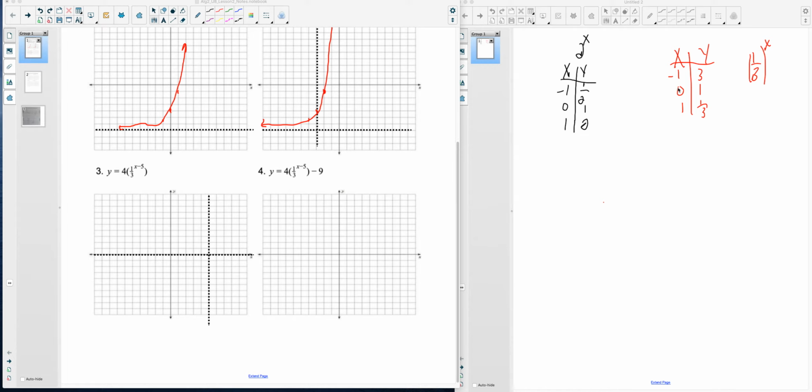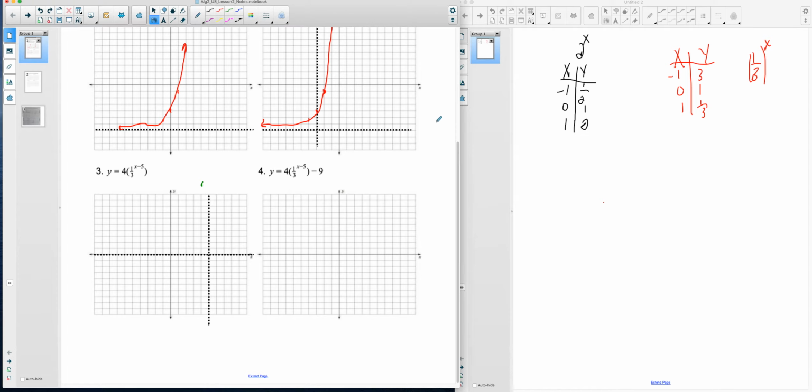So once again, when I look at this, I would normally go to the left one and up 3, but I have this 4 out front. All right, so I'm still going to go to the left one because the 4 does not affect domain, it only affects range. But instead of going up 3, I now have to go up 12. So 1, 2, 3, 4, 5, 6, 7, 8, 9, 10, 11. And we'll just estimate that 12 is somewhere right in here, right? So somewhere in that general vicinity.